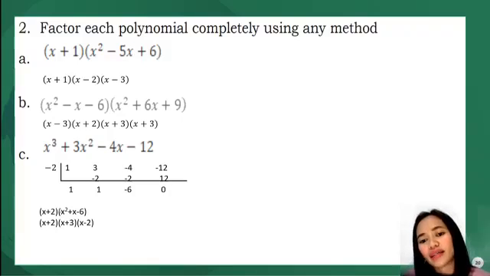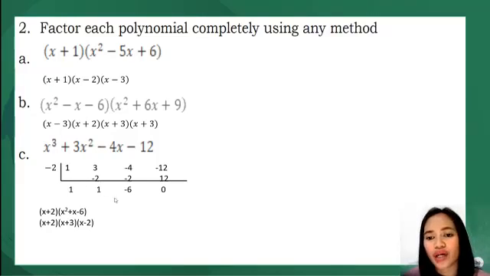So we got x plus 2 times x squared plus x minus 6. The coefficients are 1, 1, negative 6. It is easier for me to have this one because I will look at the factors of negative 6. That is a negative 2 and a positive 3, or a negative 3 and a positive 2. You look at the sign of the middle term, which is positive. Therefore, the higher value must be a positive. So we get x plus 3 times x minus 2.